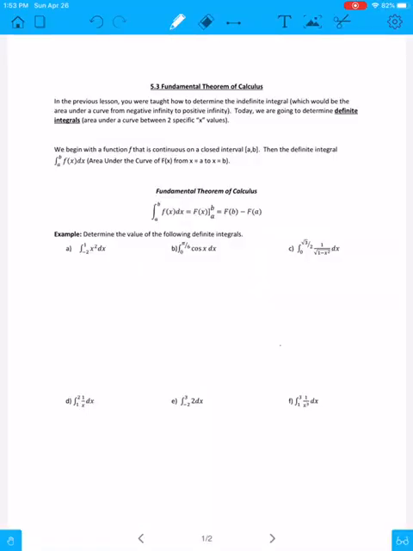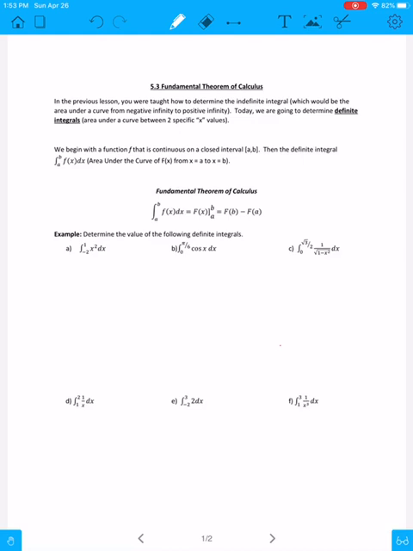Hey guys, so today we're going to do the fundamental theorem of calculus, and we're going to start talking about definite integrals. In the previous lesson you were taught how to determine the indefinite integral, which would be the area under a curve from negative infinity to positive infinity. But today we're going to determine definite integrals, area under a curve between two specific x values.